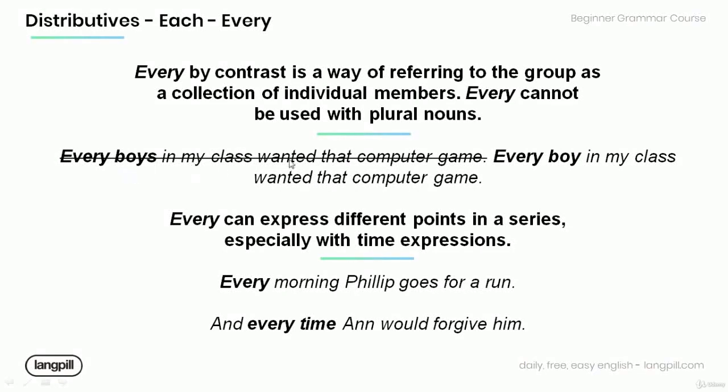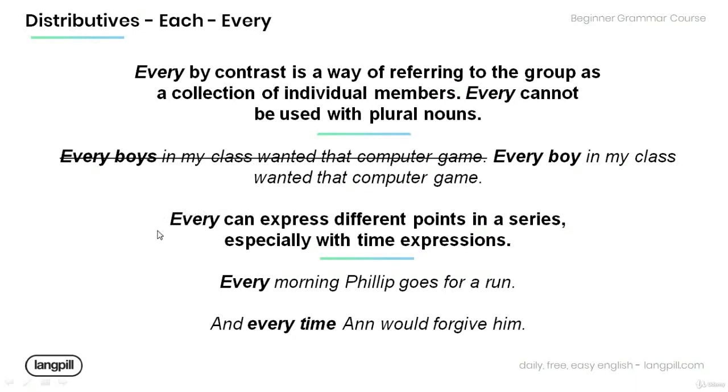Every boys in my class wanted that computer game. Now this sentence would be incorrect because boys is plural and we cannot use every with plural nouns. The correct form would be every boy in my class wanted that computer game.